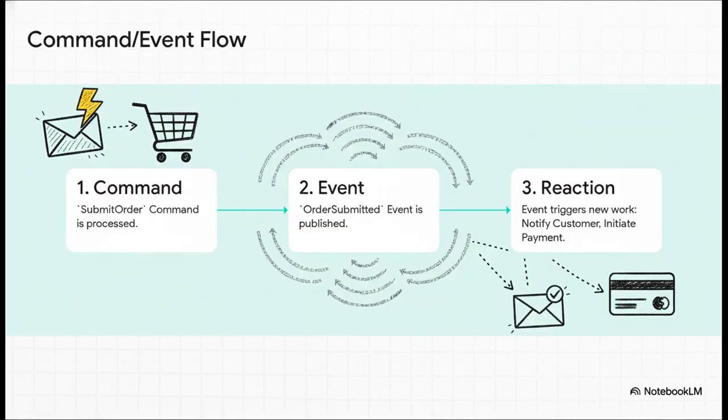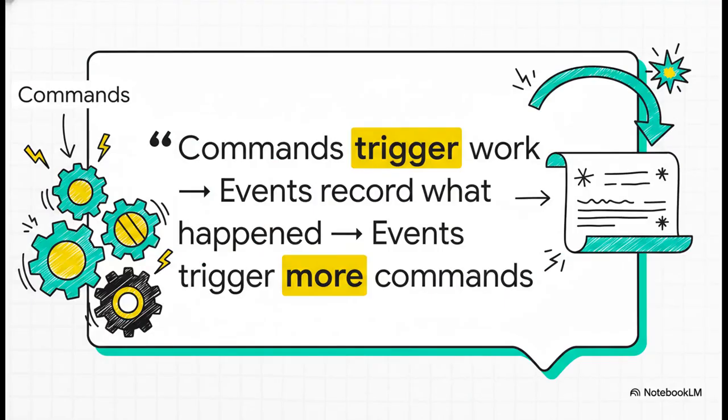So first, your submit order command is handled. If it's successful, bam, the order submitted event is published. And here's the really cool part. That one single event can kick off multiple, completely different actions all at once. The notification system hears it and sends you a confirmation email. At the exact same time, the payment system hears it and starts a brand new command to charge your card. This quote just sums up the whole thing perfectly. It's a cycle, right? Commands trigger work, that work produces events that record what happened, and then those events trigger even more commands, starting the whole cycle all over again.